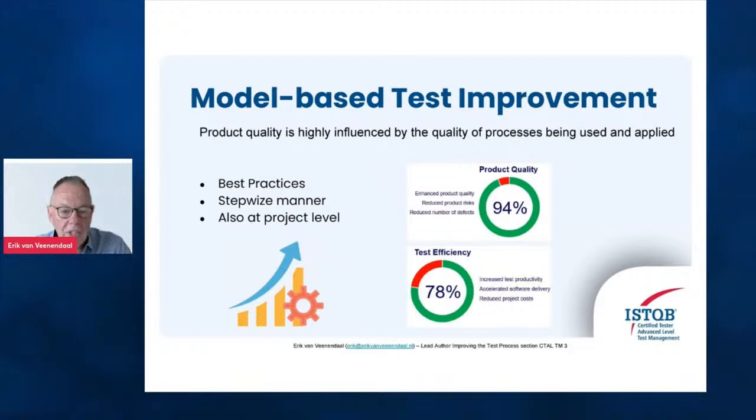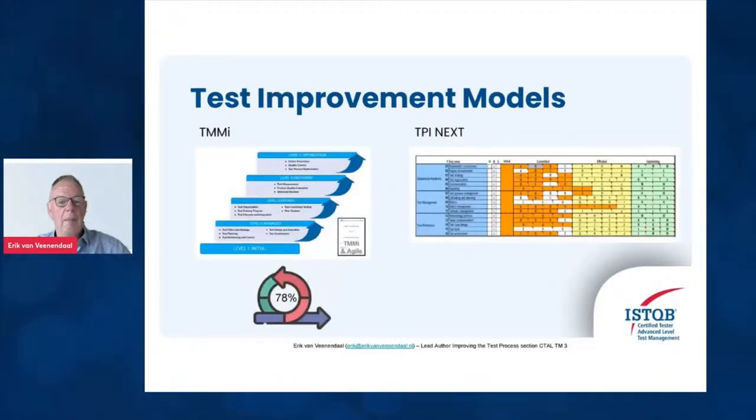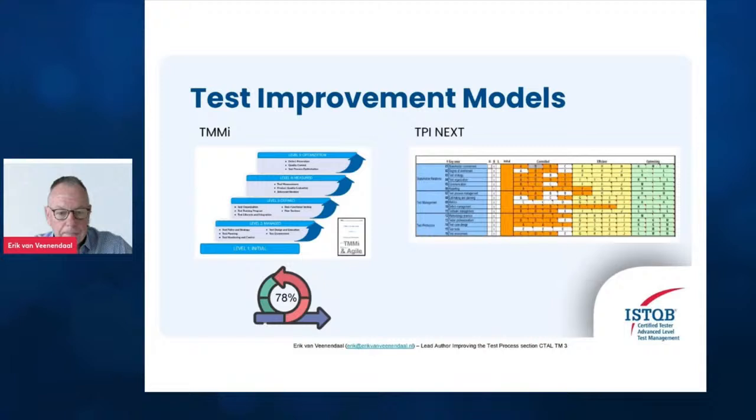Let's look at which models are being taught in the syllabus. As you can see, there are 2 test improvement models. One is TMMi, the other one is TPI Next. Those are, I think, the 2 leading ones in the world. TPI Next is more continuous. The other one, TMMi, is a stage model, so there are some differences. With TMMi, 78% of the users are actually applying it in an agile context. So there's also a document, TMMi and Agile, on how to apply TMMi in an agile context. This is also part of the syllabus and learning.